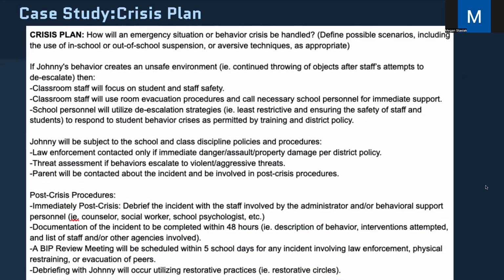An example of a robust crisis plan is listed here. So we talked about, if Johnny's behavior creates an unsafe environment, i.e., you could reference that problem behavior here that you're concerned specifically about. And so we have what class staff will do. We also have what school personnel will do.